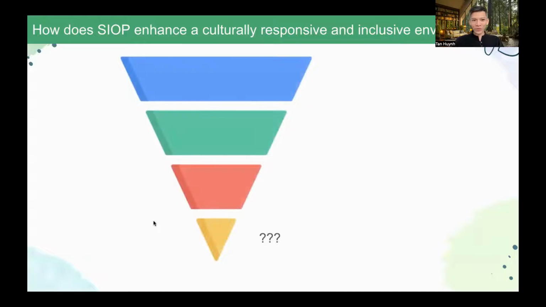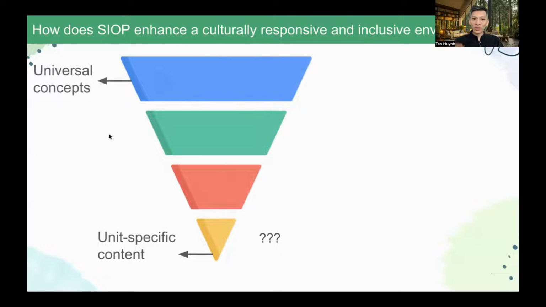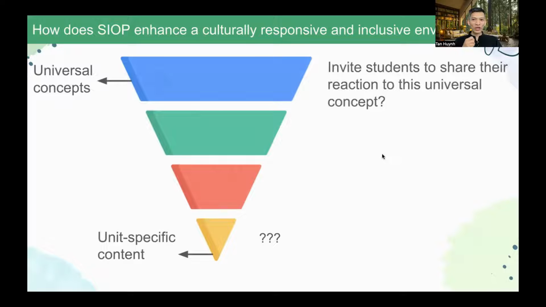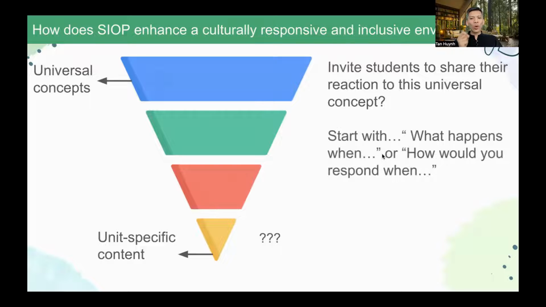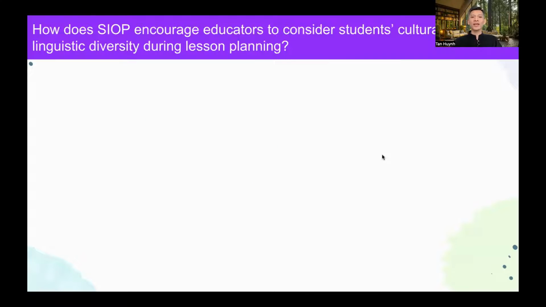So this is your turn to practice. Think about a unit-specific content. You can think about it now. And think about the universal concepts that are connected to that. You might invite students to share their reactions to this universal concept, such as starting with, what happens when, or how would you respond when? Yeah. Let's move to the second question that I was asked to answer.